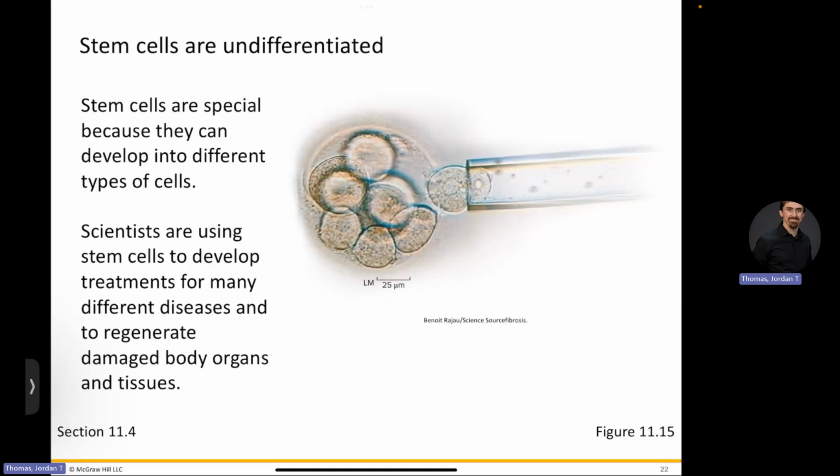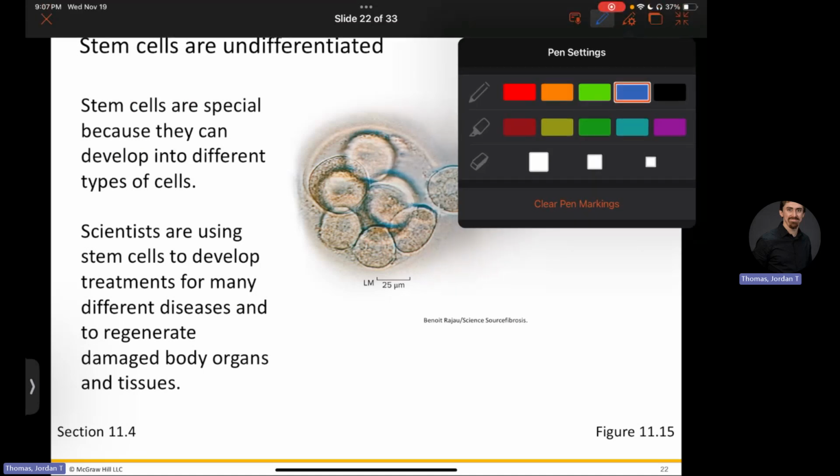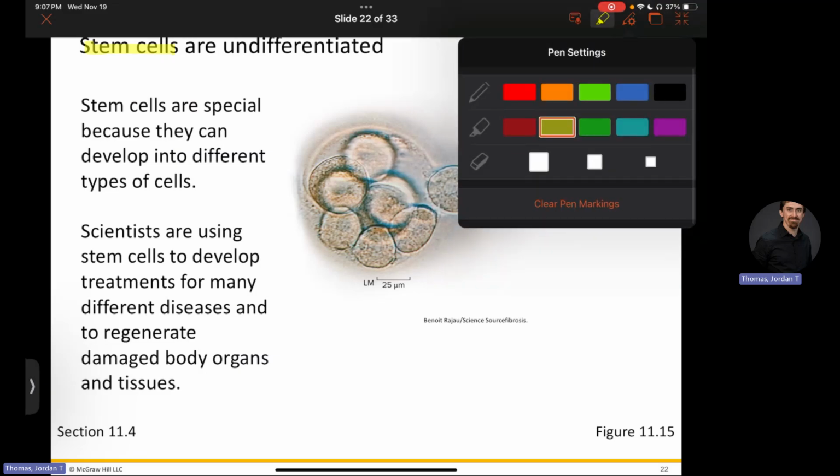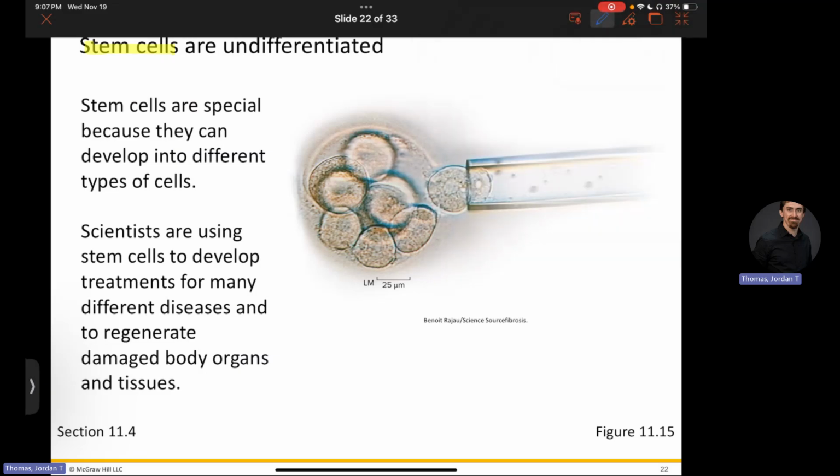Next is stem cells. Stem cells are undifferentiated cells. Stem cells are special because they can develop into different types of cells. So stem cells are like the wild card of cells. They can change into different types of cells.